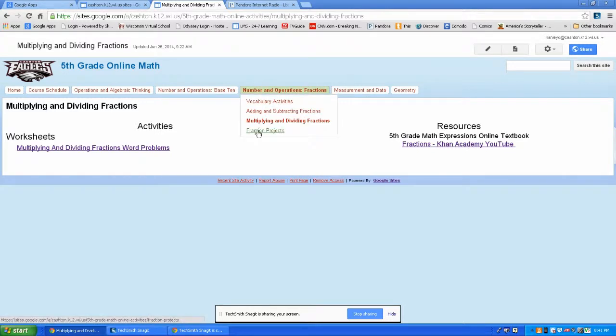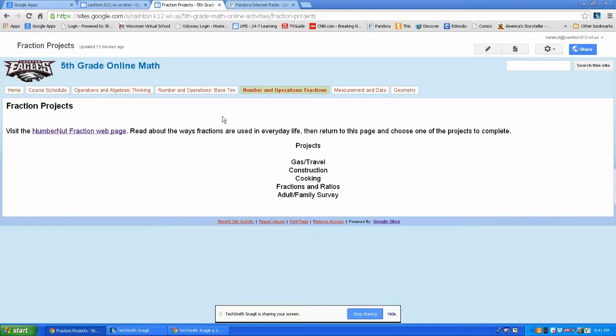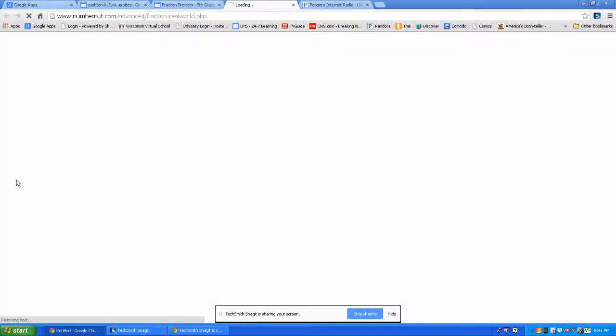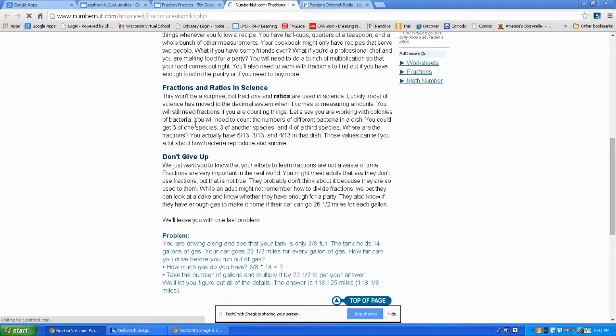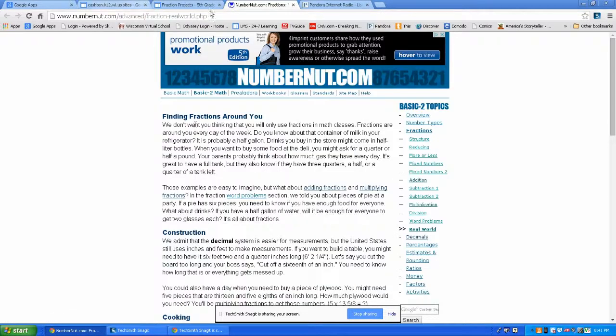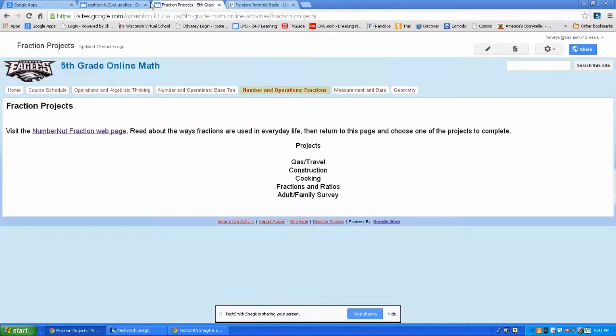Then there are some projects, and these are the STEM-based projects that they'll be doing, and we have a link to a web page that explains how fractions are used in everyday life. So the students would read through this, and then they would return to the project, and then they would choose some of the projects, and there'll be some things here.